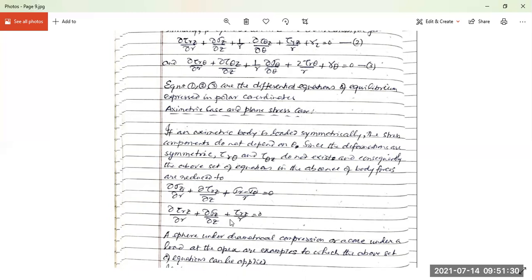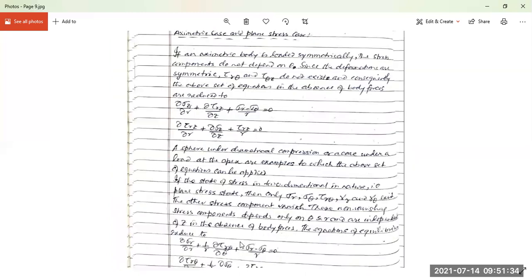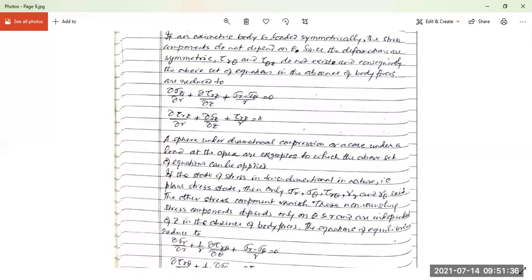Now, a sphere under diametrical compression, or a cone under a load at the apex, are examples where the above set of equations is applied. Diametrical compression means all the loads are acting along the diameter, and no force is acting along the circumference itself. So all the shear stresses on the circumferences reduce to 0.